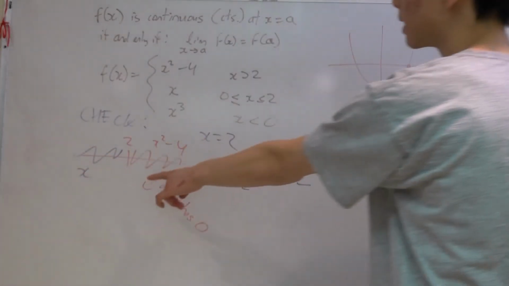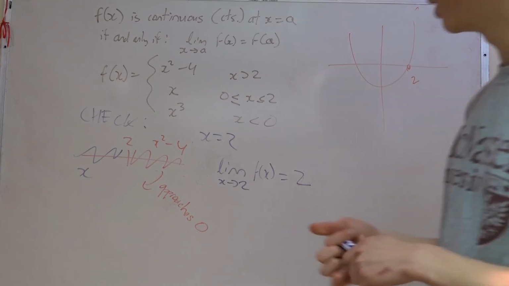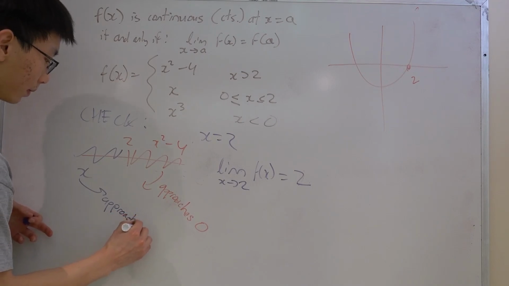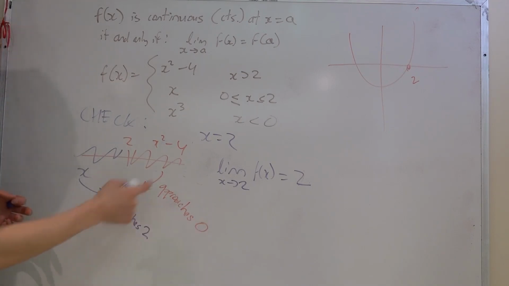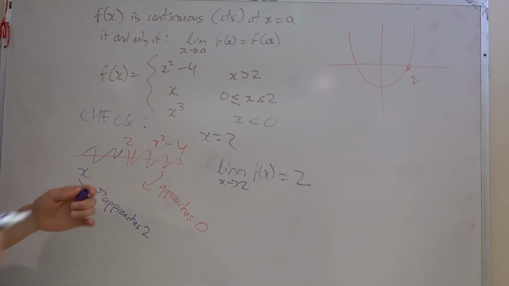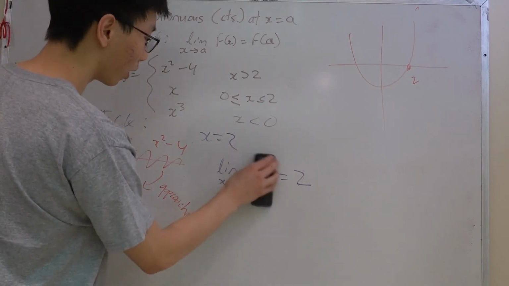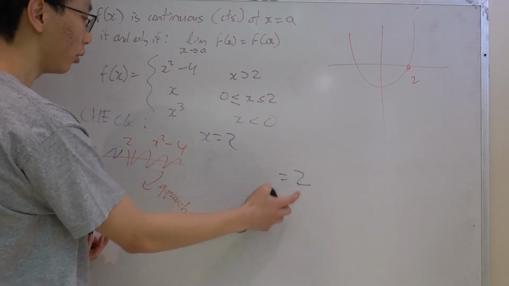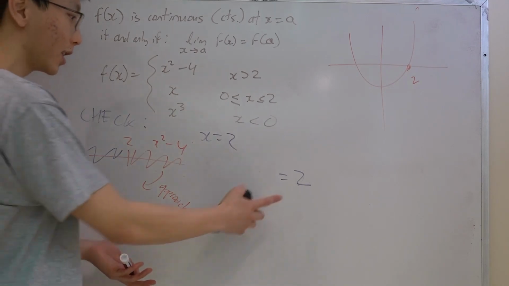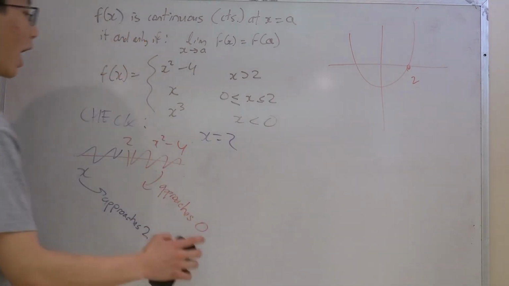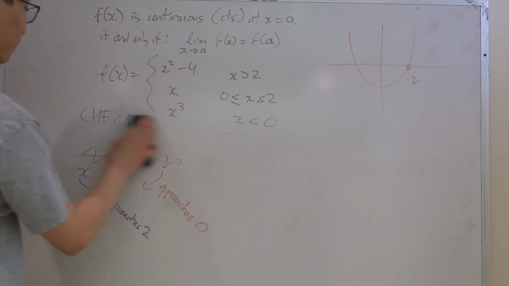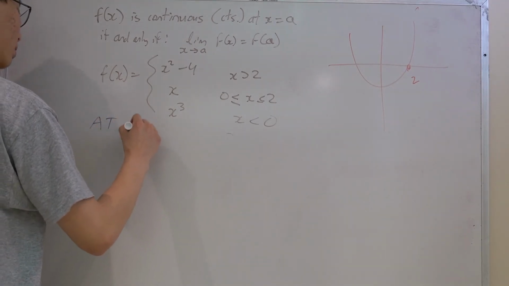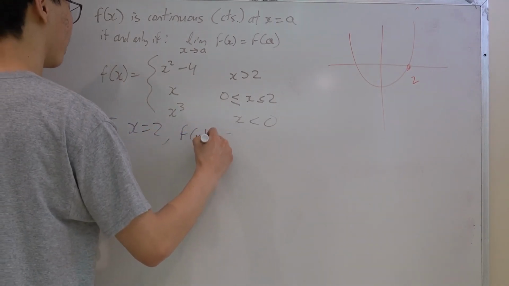But the function x, as x approaches 2, well, this one's really easy. It just approaches 2. And clearly those don't match up. Because they don't match up, the limit doesn't exist, and therefore there's no way that this piecewise function could equal 2, because if the limit doesn't exist, then it can't equal something. So at x equals 2, f of x is discontinuous.